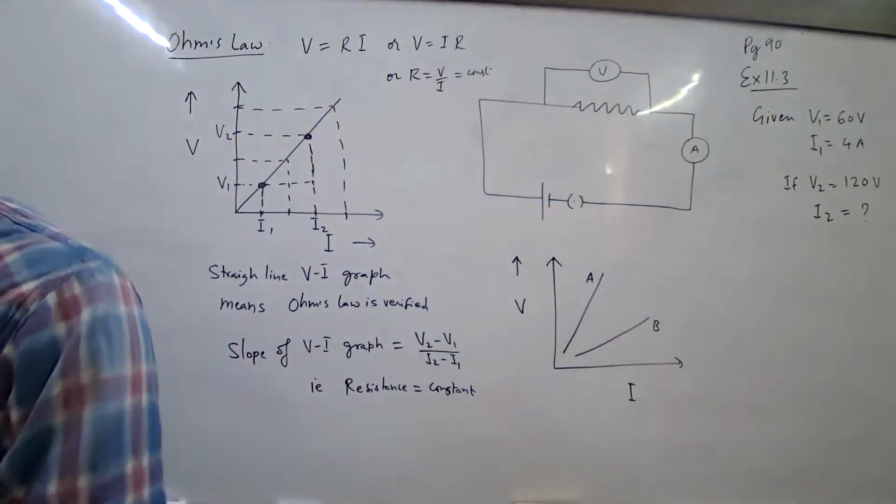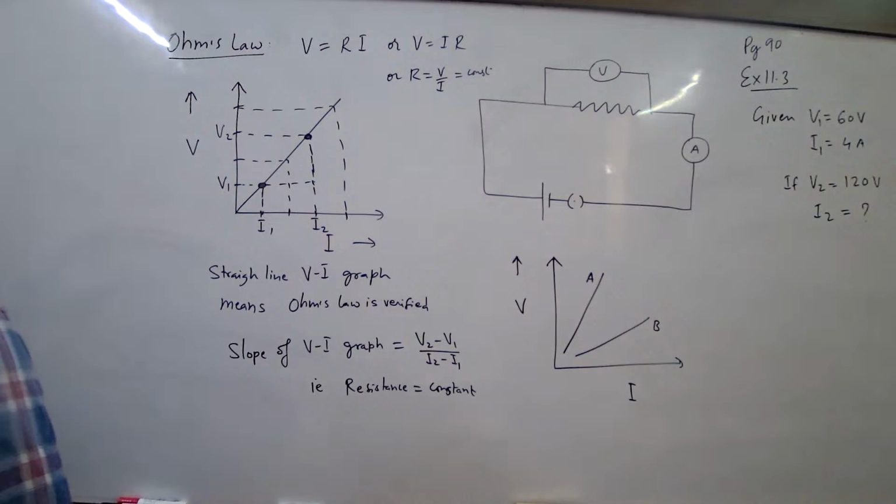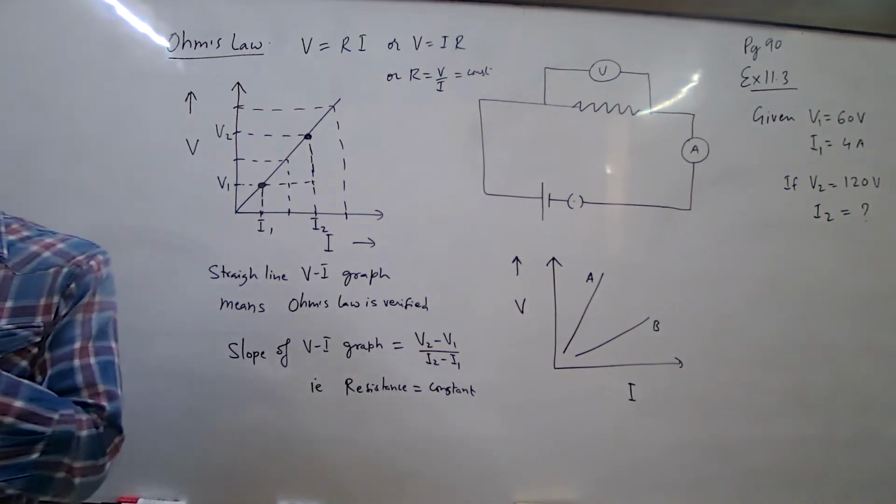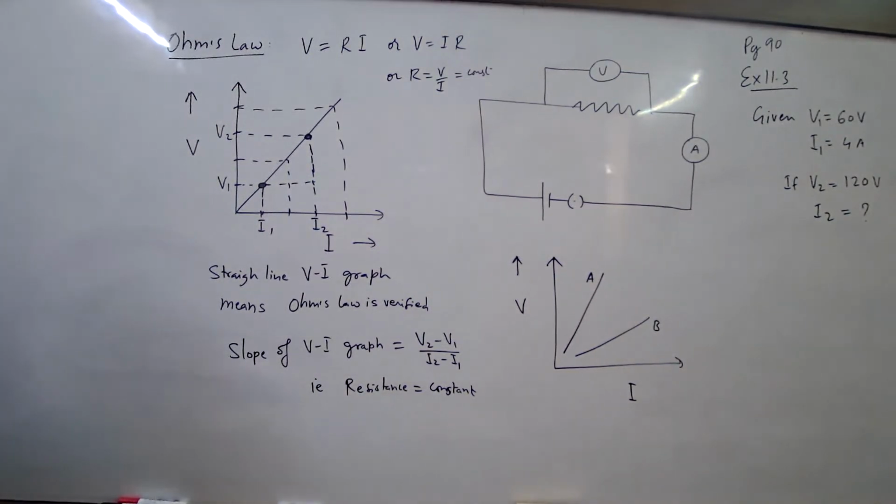So how will you do it? What is the given data? When 60 volt is applied across the heater, the current drawn is 4 ampere. Now the question is, if the potential difference is doubled, we already found the value of R, so we can use I is equal to V upon R. So you have to find the resistance and then use Ohm's law.